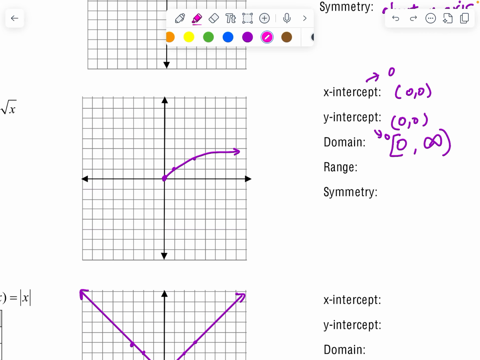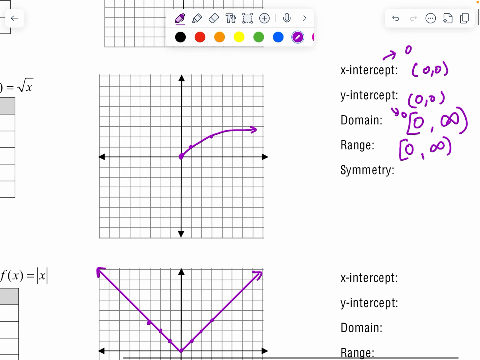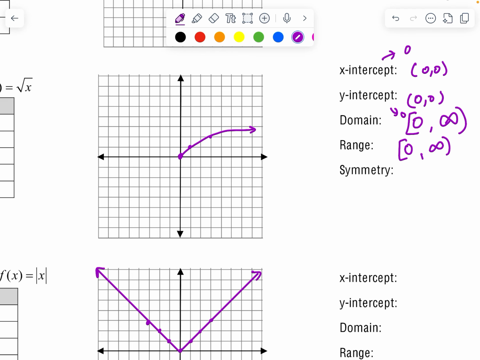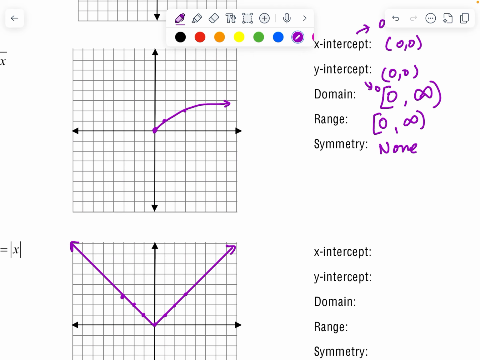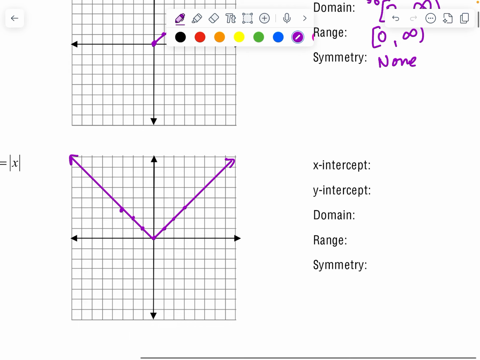Oops, there's my highlighter. Nothing in the negative realm, starts at 0, but then even though this is going slowly, it is still moving upwards. So this is going to go from 0 to infinity as well. Is there any symmetry? No, there is no symmetry here, so we write none. We just need to know it goes up and to the right at a slow rate.